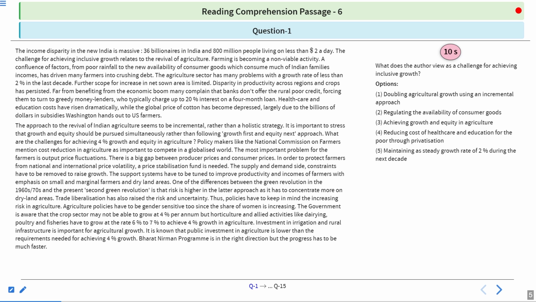Trade liberalization has also raised the risk and uncertainty. Thus, policies have to keep in mind the increasing risk in agriculture. Agriculture policies have to be gender sensitive, since the share of women is increasing.